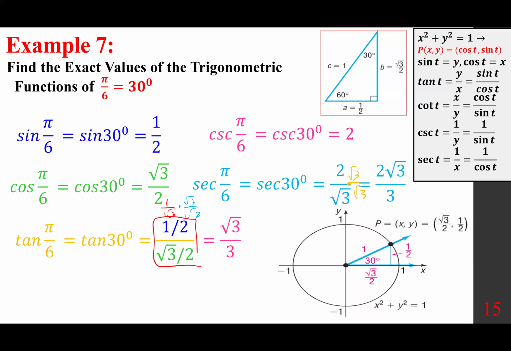And cotangent is the reciprocal of tangent. 3 over square root of 3, we should know it's square root of 3. In case you don't know, just multiply by square root of 3 over square root of 3. Hopefully everybody knows that already. So we showed how to find trigonometric values for pi over 6 or 30 degrees, 60 degrees, or pi over 3. So we can use them.